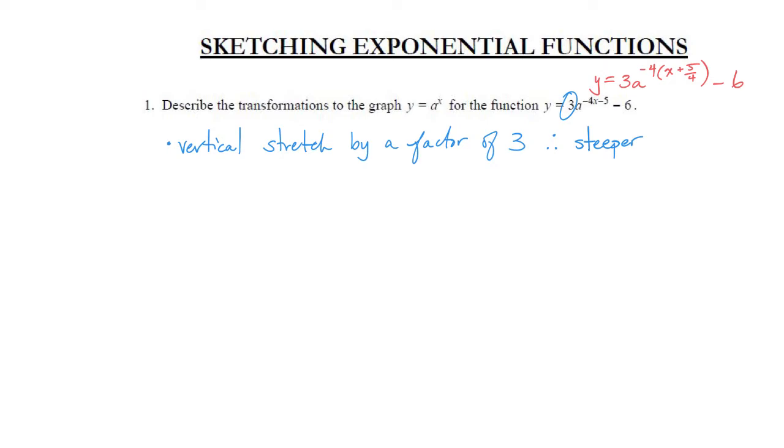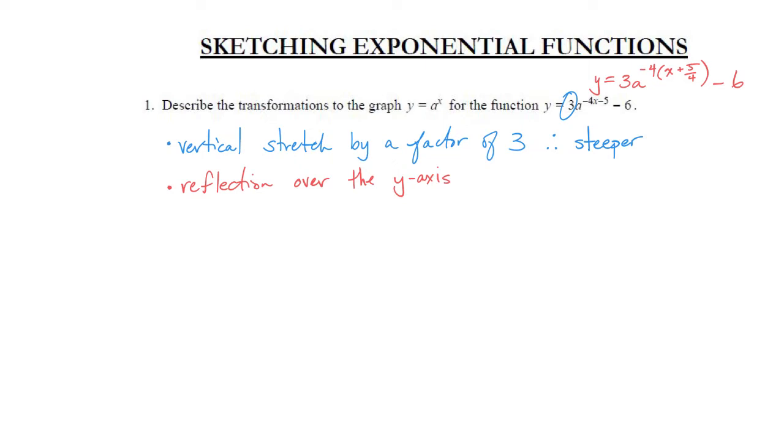Well, the first thing, let's interpret the negative. That negative causes a reflection. Now, which axis are we going to reflect it in? Because I'm on the inside, that means that I need to reflect it horizontally. And if I reflect my graph horizontally, then I'm reflecting it over the y-axis.